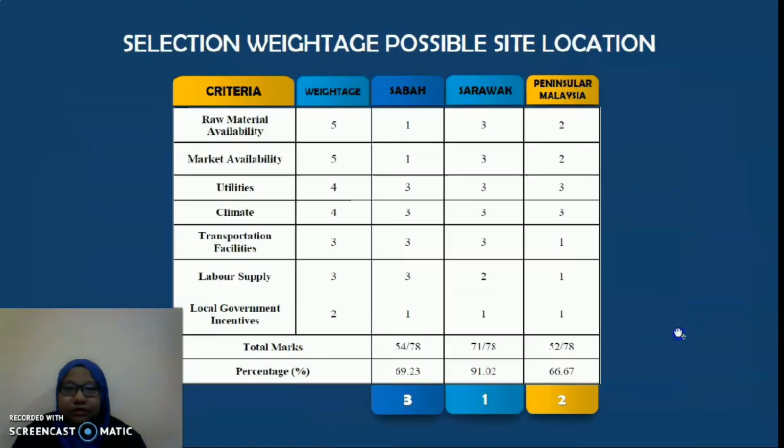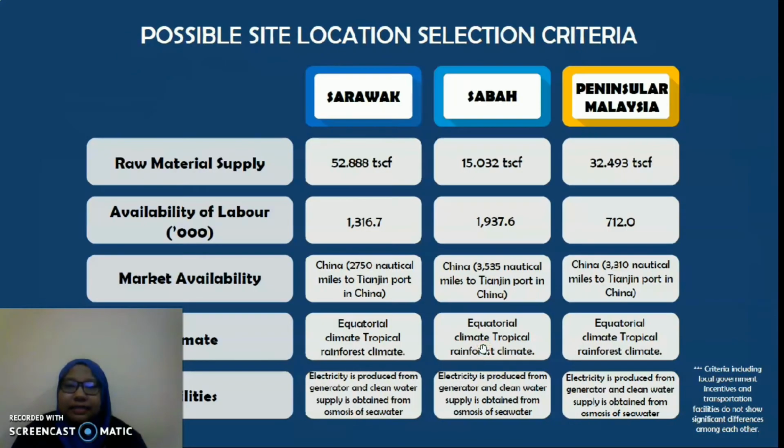And from the table, we can see that the highest mark goes to Sarawak. Therefore, it is preferable to set our FLNG in offshore Sarawak because of various good reasons, but for the most important reason is because it has the largest natural gas reserve, which is about 52.88 ton square cubic feet.